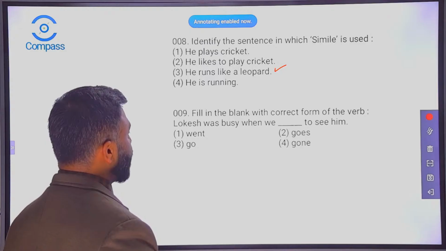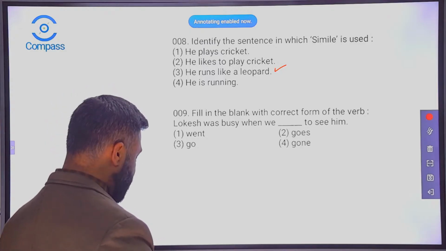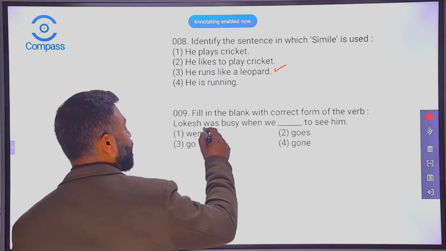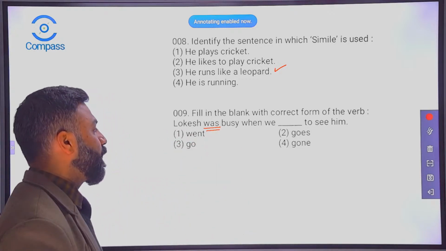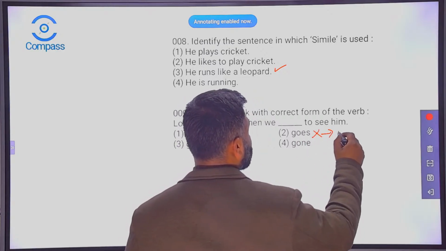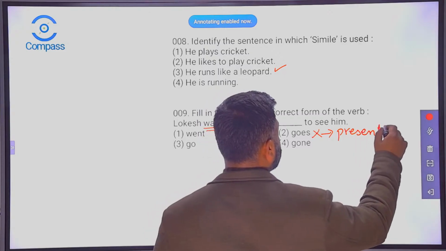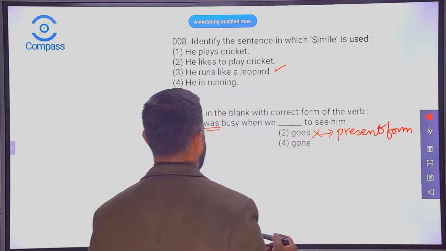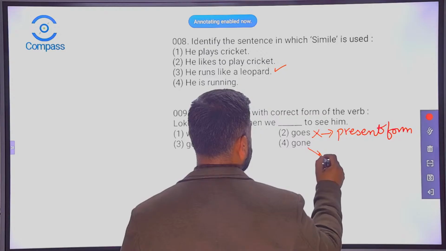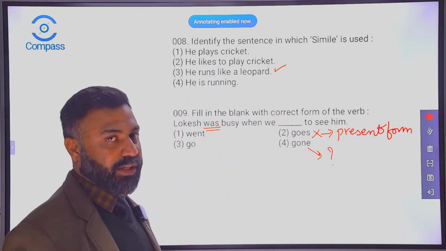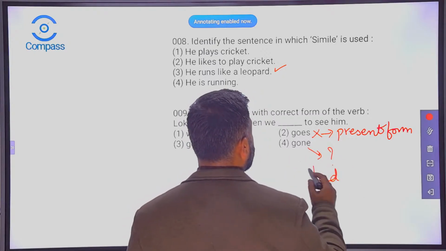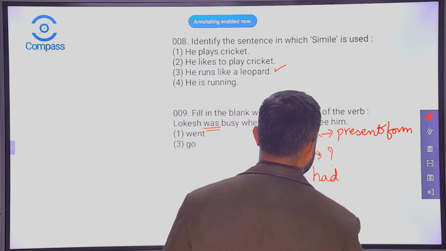Fill in the blank with correct form of the verb. Lokesh was busy when we... Okay, let's try. So we have simple past tense here. Was. So no chance of goes because this is in present form. We can't use this. Okay, can we go with gone? What about this? Can we use gone? No, we cannot, because with gone then we require had. Had is not there, so we cannot use gone.